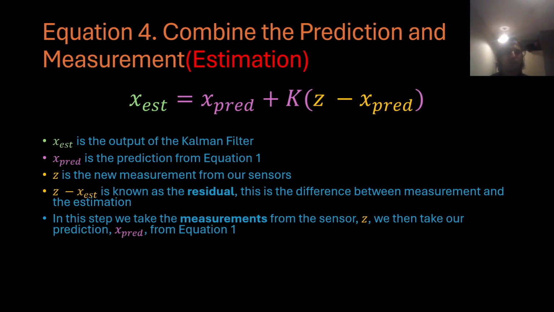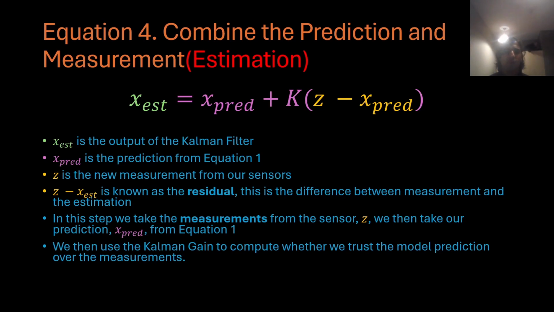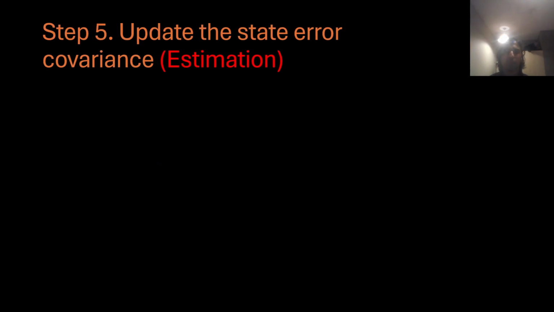In this step, we simply take the measurements from the sensor Z, we take our prediction from x predicted, the predicted state from equation 1, and then we use a Kalman gain to combine them to decide whether we trust the model prediction over the measurements. And that's how the Kalman filter combines the prediction and the measurement together. Again, all this will be discussed in better detail over the future videos. But essentially, K is adaptively changing, and as it changes, it trusts either the measurement more or the prediction more. And that's what the Kalman filter is doing. This step combines the prediction with the new measurements.